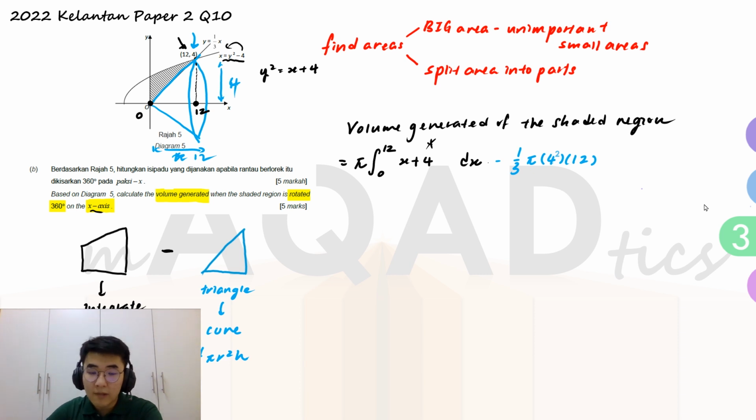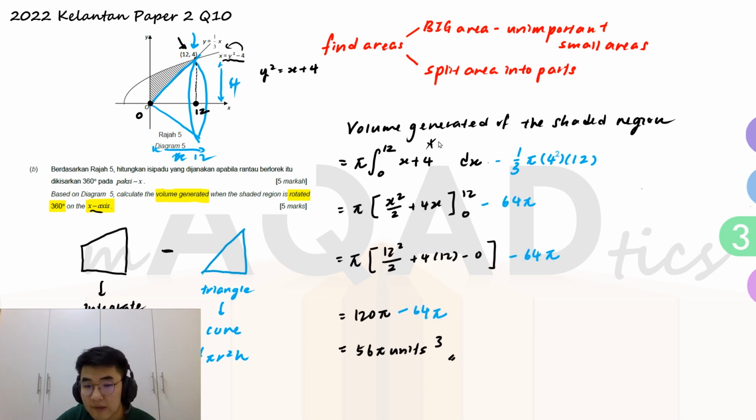Right, so now, like the previous question, we integrate this and we just need to calculate this. Alright, so one thing to note is that for the 4, when we integrate, we need to add an x. Okay, so the rest of the things will be similar to the previous question. So our final answer would be 56 pi units cubed. And with that, we have completed today's question.